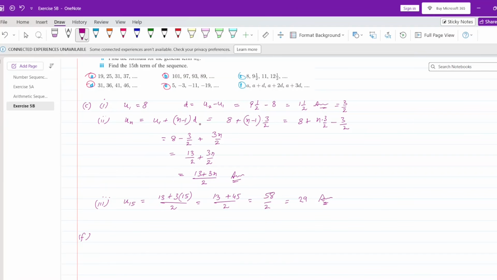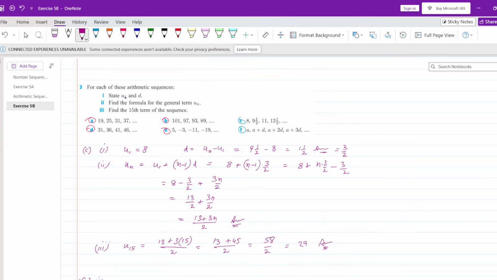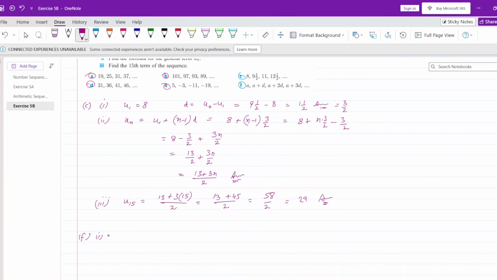F. State u1 and d. So for F, u1 equals a and d equals u2 minus u1. u2 is a plus d, minus u1, which is a. So we know this a cancels this one, and what remains is d.